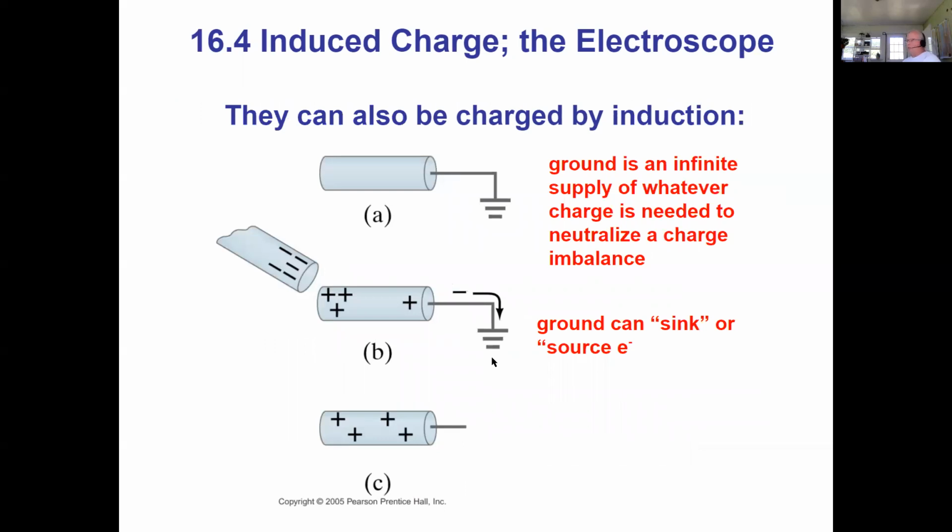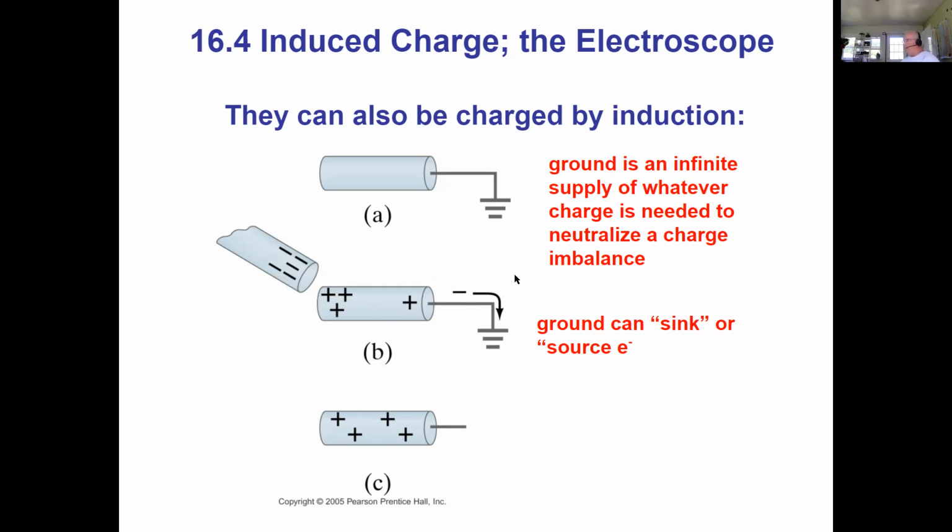This is a slightly sneaky way of charging something, and it's called charging by induction. It also involves ground too, which is a really important concept to get off the ground. So it's an infinite supply of whatever charge you need to neutralize an imbalance. If we have a conductor and we bring a negatively charged conductor nearby, so this has excess electrons, that's going to drive electrons away from this object, leaving it electron deficient. And so if we remove ground, again, ground is an infinite supply, whatever we need to neutralize a situation.